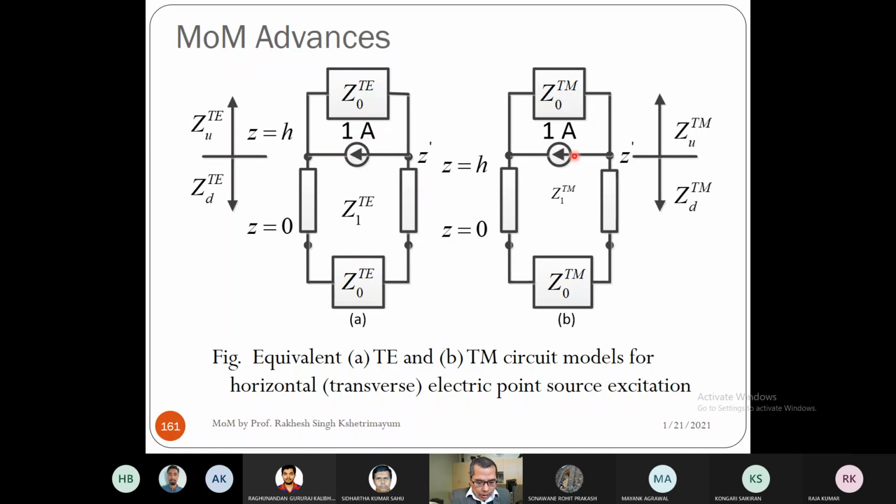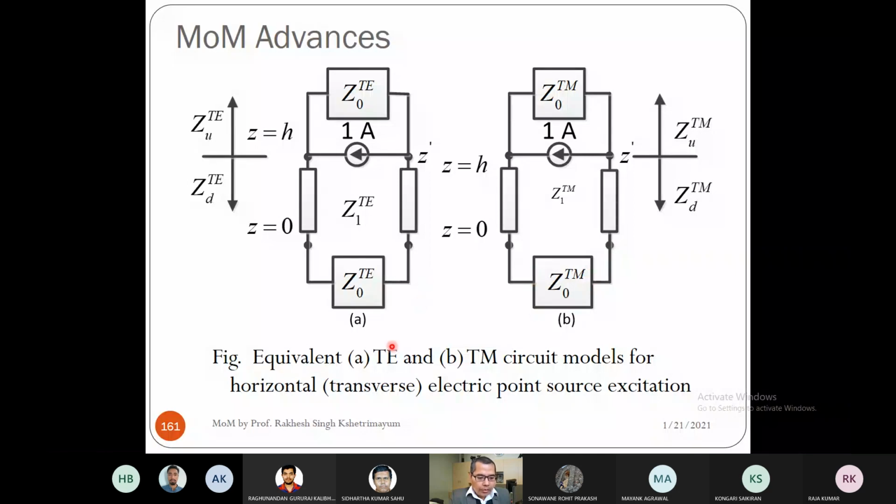Similarly, for the TM case, I assume that there is a current density of 1 amp at the interface at Z is equal to H. H is the thickness of the substrate. And above that, I have a free space. I will denote it by the wave impedance of the free space. Then between Z is equal to 0 and Z is equal to H, I have a transmission line, which is the substrate, and the characteristic impedance is Z1TM. And below that, I have a free space. I will denote it by Z0TM. That's the wave impedance for free space.